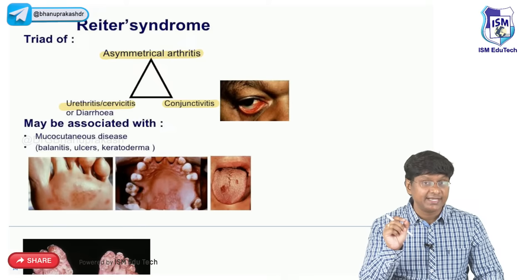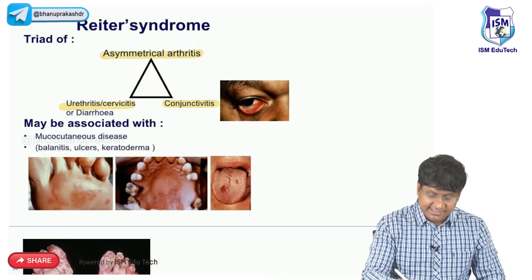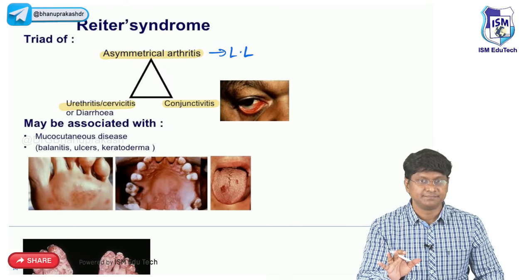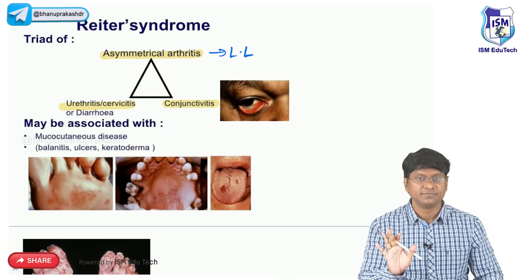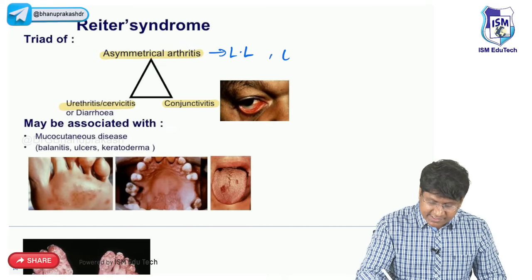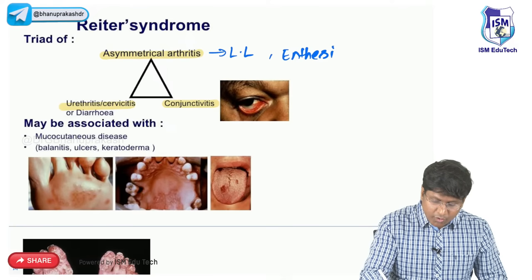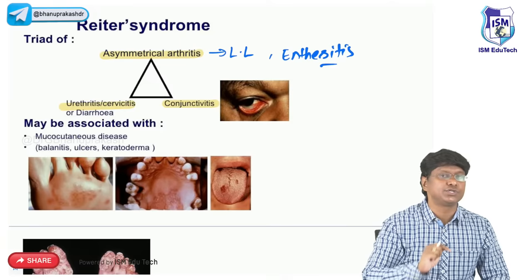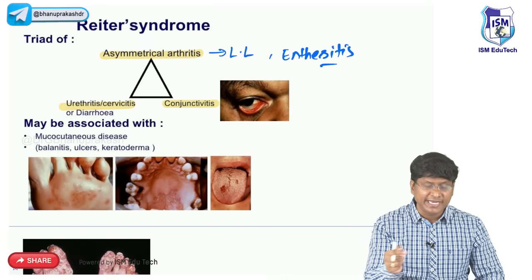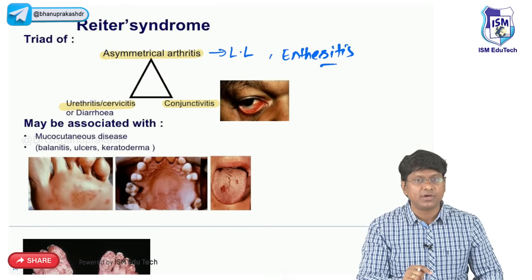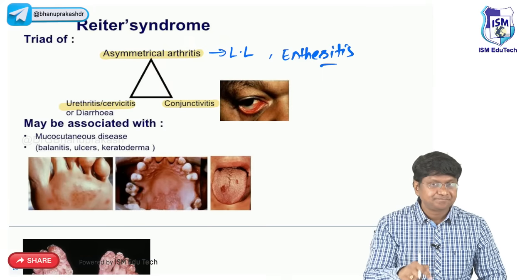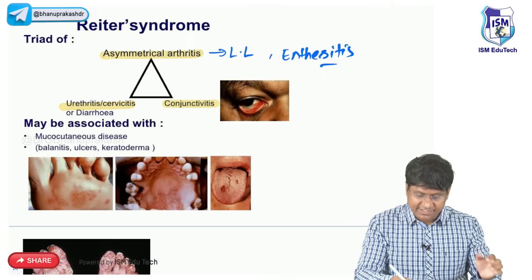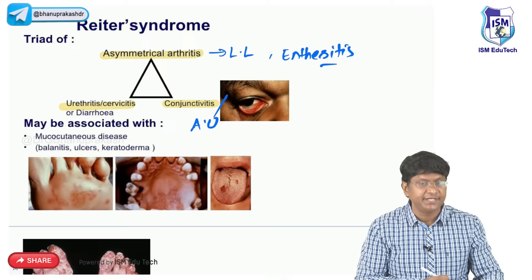Now, you take this arthritis. The joints commonly affected are mainly the joints of the lower limb. Along with the arthritis, these patients also develop enthesitis. What do you understand by the word enthesitis? It is the inflammation of the tendon at the point of insertion over the bone. That is what is called enthesitis. And this conjunctivitis is the ocular manifestation. Either conjunctivitis can be there or there can be development of anterior uveitis as well.